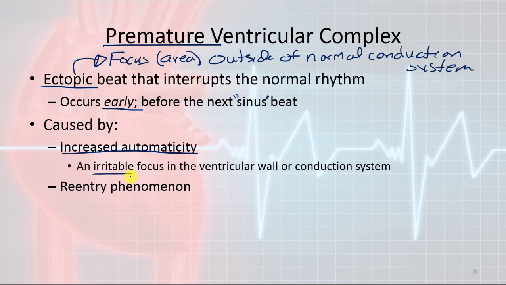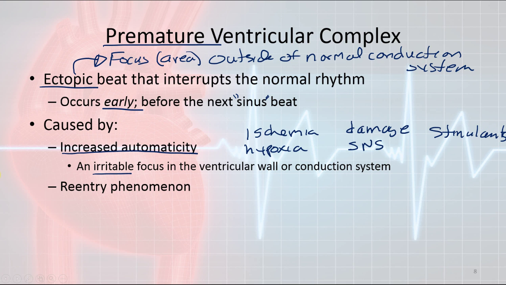Some of the things that can cause irritability would be ischemia, hypoxia, or even damage, and usually this could come from something like a blunt trauma. It could also come from a massive sympathetic nervous system stimulation. And stimulants would be another one.